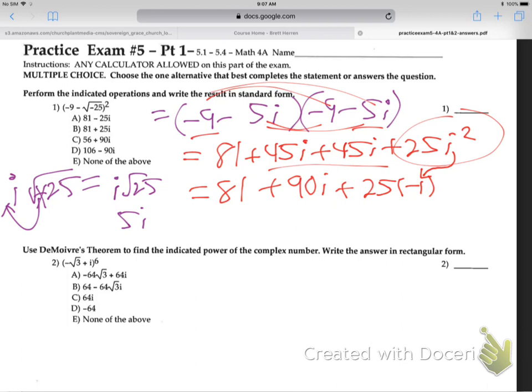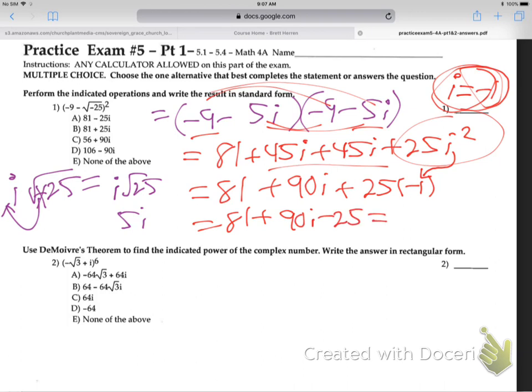So here, I'll write that right here. i squared is -1. That's right. So what that means is then we have 81 plus 90i minus 25. So 81 minus 25, they're just normal numbers now. They can subtract, whatever, 55? Oh, yeah, it's 81. 56, thank you. 56 plus 90i. There it is. Answer C. Good on all that?